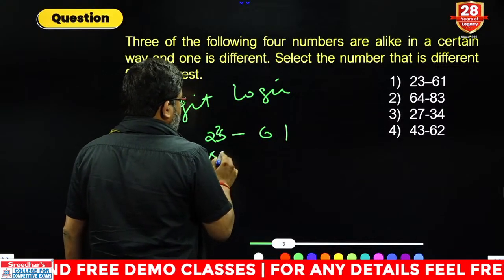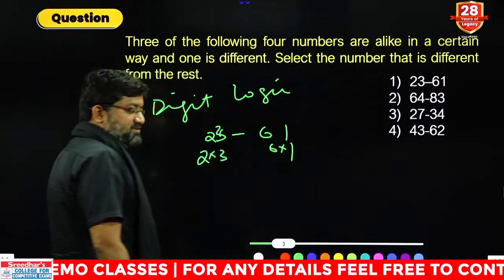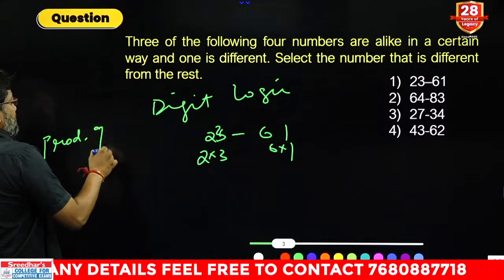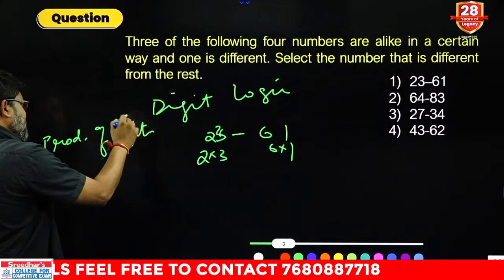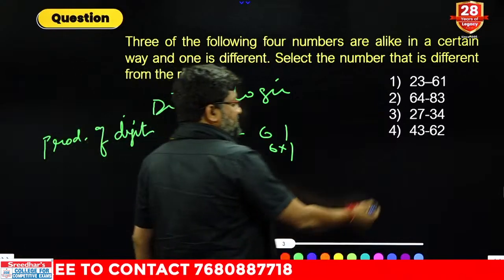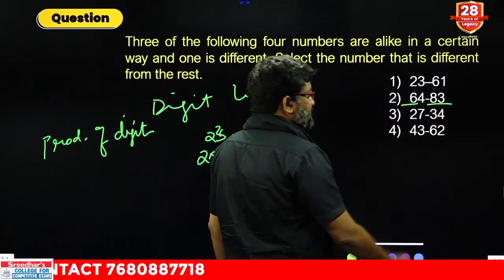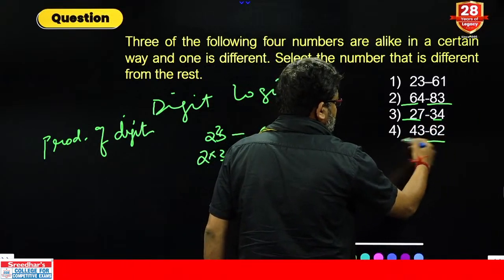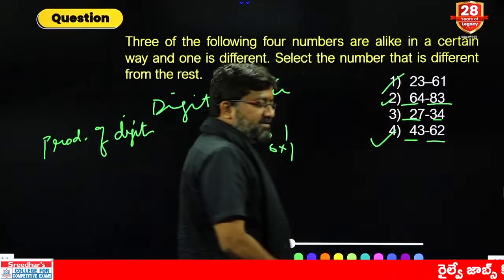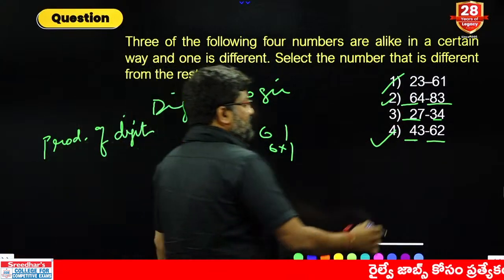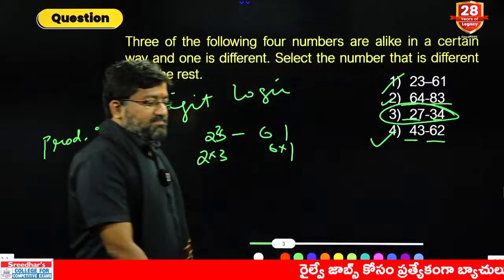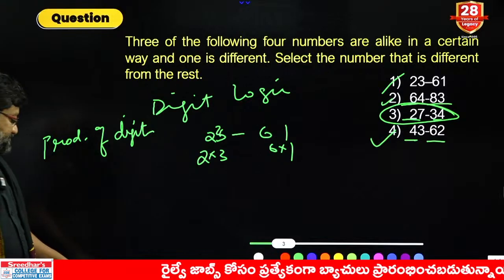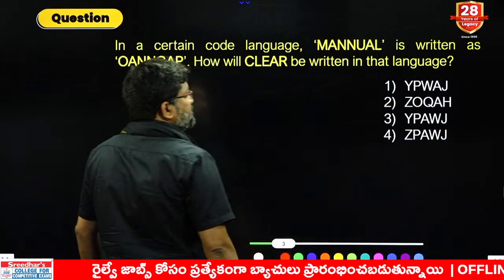2361. 2 into 3 is 6, 6 into 1 is also 6. The product of the digits is same. What's the logic? Product of digits. Not easy, I said. Not easy questions. 6 times 4, 24. 8 times 3 is 24. 2 times 7 is 14, 3 times 4 is 12, 4 times 3 is 12, 6 times 2 is 12, this and this. Everything follows the same logic except one. Product of the digits given here is same. Product of the digits given here is same. 8th one. What's going on here?